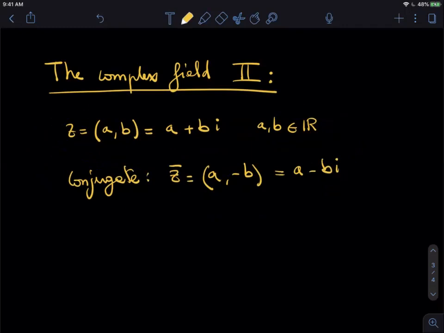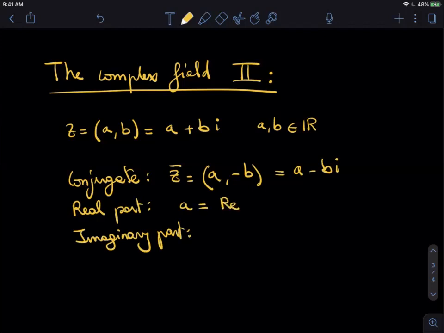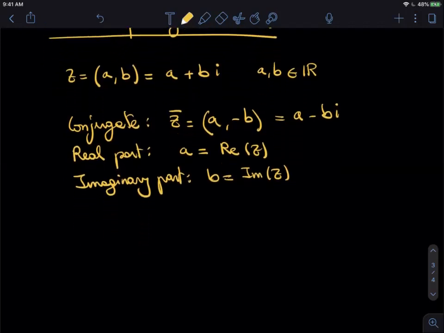Now, speaking of that, the real part and imaginary part, well, this is self-explanatory, right? So a is the real part of z, and b is the imaginary part of z. But these come up so much in the computations that we write Re z or Im z.